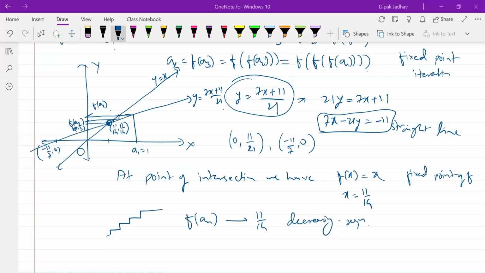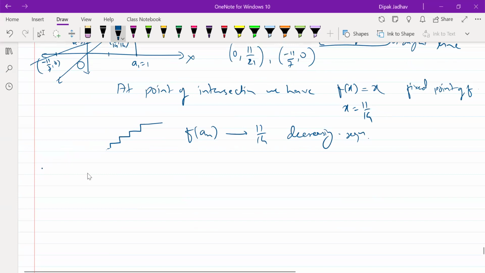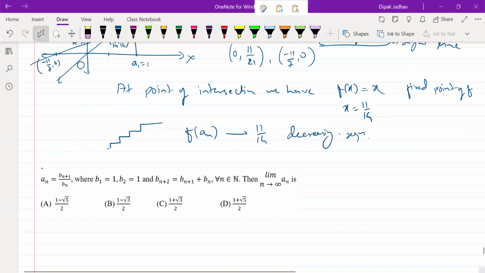You can try a few problems. I will just paste them here. You can try them. One more.